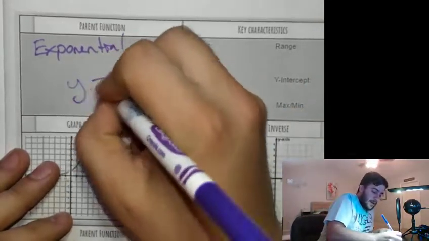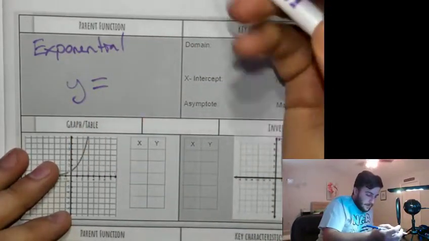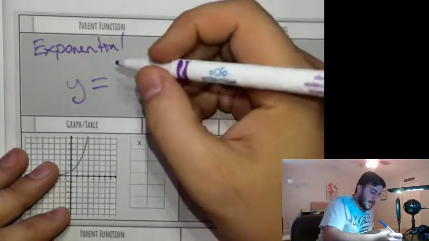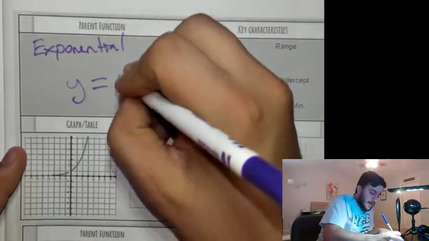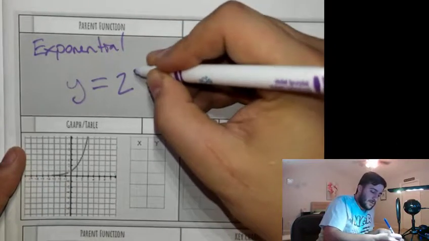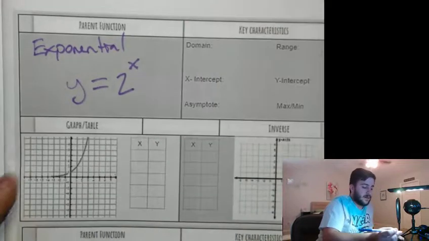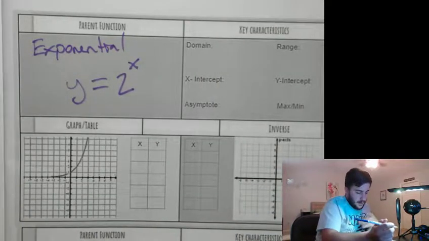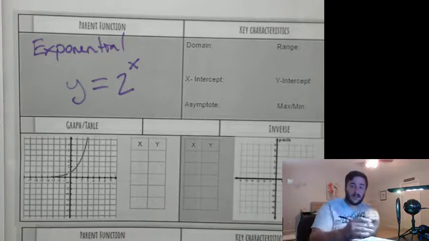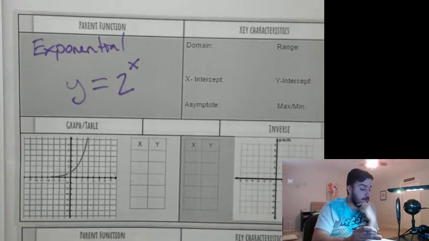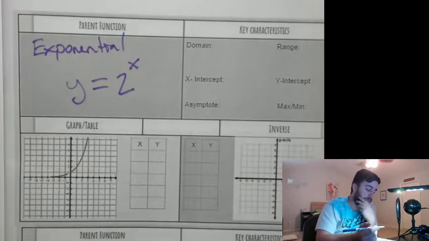Exponential. Y equals 2 to the x power. We'll stick with just our basic here. We're not going to talk about any of the extras. This one technically has a few different parent functions, but we're going to stick with the most basic, just 2 to the x power. What else do we got going on here?